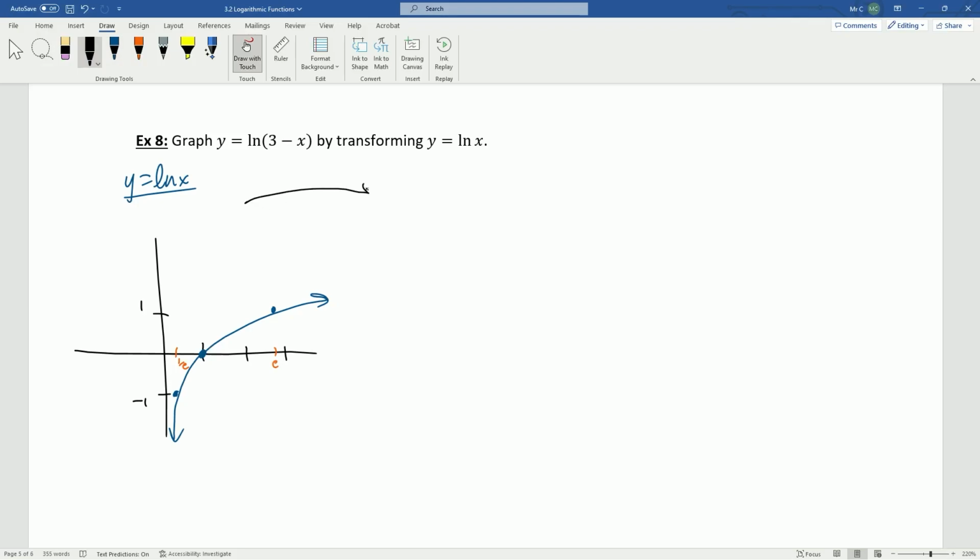And now we're going to transform first to y equals ln of negative x. So now the negative is with our x, so we're reflecting over the y-axis. So just take all your values, flip them the opposite direction, all the x values, and move the points that way.